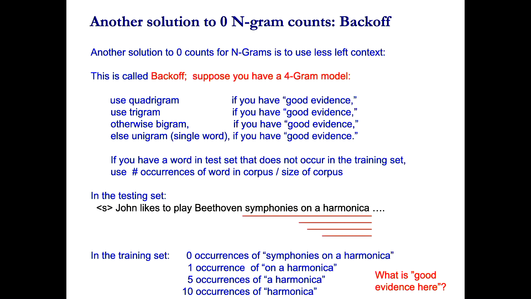And then, of course, we have the situation where your training set has all zeros. The reason is there's no occurrence of the word harmonica in your training set. I have an unknown word. How do you deal with that? What do you assign? You can't say zero because then the whole thing falls apart. Can't calculate. The perplexity is infinite, and that's not really realistic.